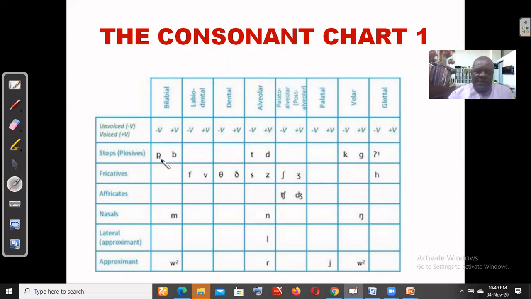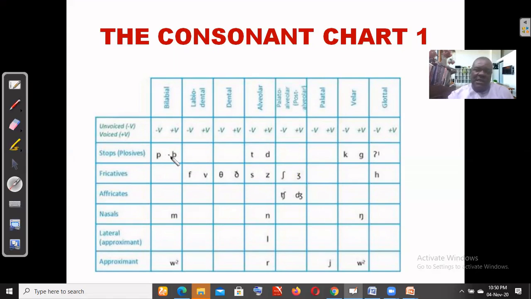So here, let's take a look at the sounds P and B. You can see here they are described as bilabial. Bilabial in the sense that your upper and lower lips are involved in the articulation of this sound. Before you pronounce the sound P, your two lips will close, and you can watch my lips. P, the two lips come together and suddenly open, and then the sound of P is heard.